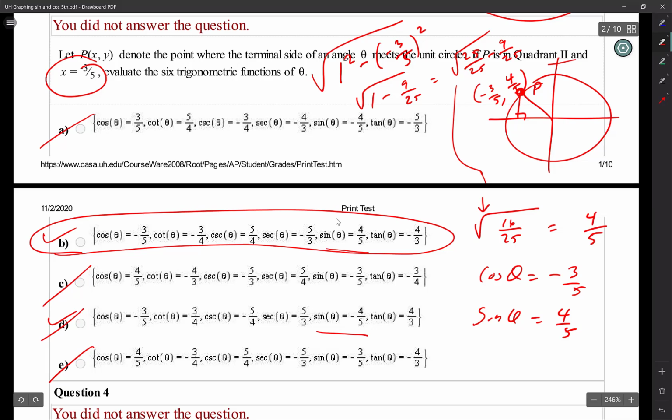And if you want to check it, cosine is negative 3/5. The reciprocal of cosine is secant. Secant is negative 5/3. Yep. As you can see, the letter D here, they have cosine negative 3/5, but they have secant as a positive. So you can already see that would have been wrong anyways. So you could have stopped right there. If you want to check them all, go ahead. They work. Tangent is negative 4/3 because you have 4/5 divided by negative 3/5. Positive divided by negative is a negative. The 5's cancel out, and yes, you get negative 4/3. So it works, guys. Any questions on that one?